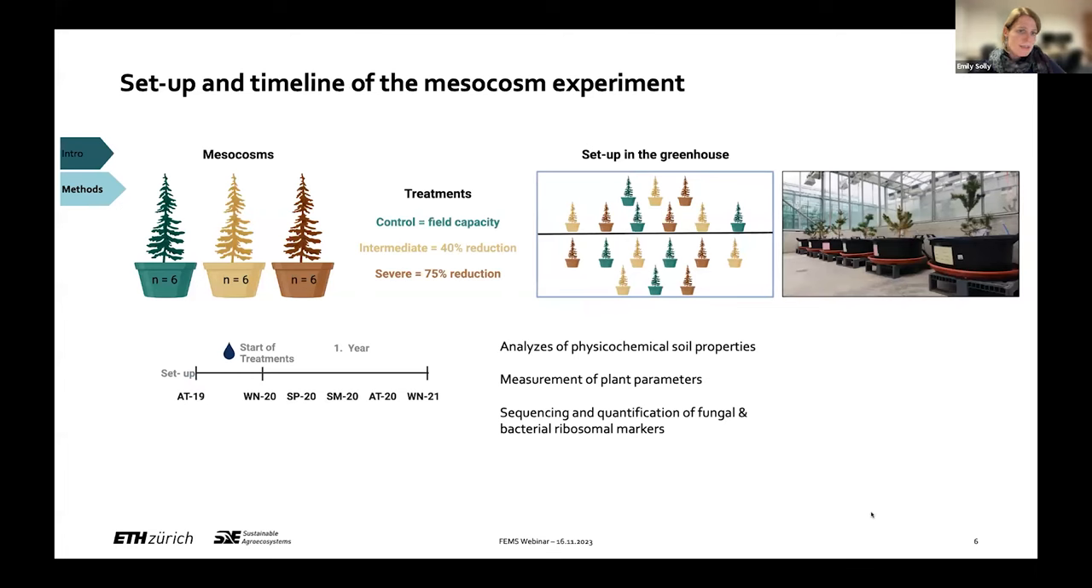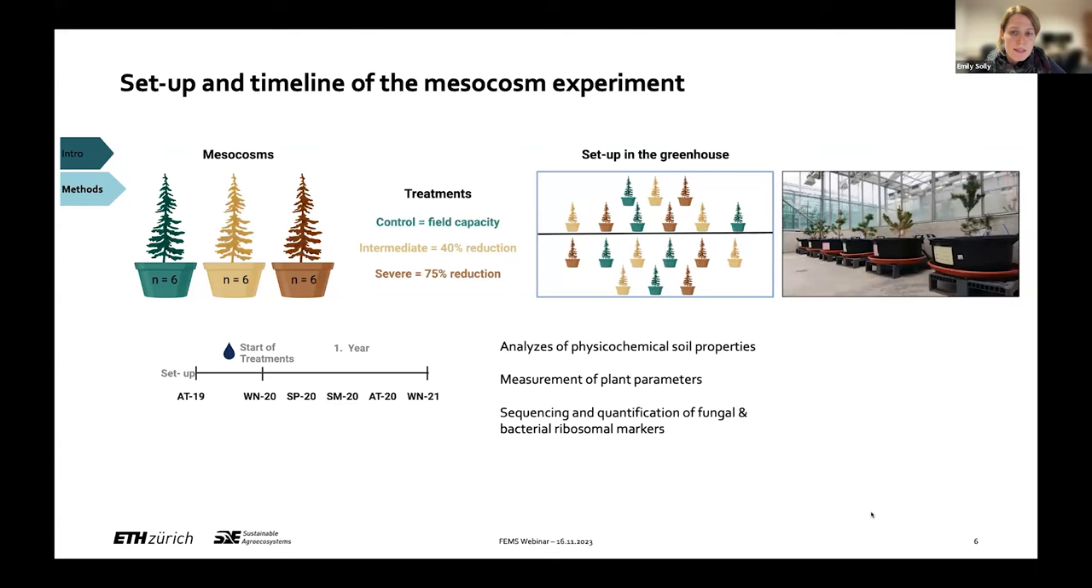So to basically tackle these hypotheses, we set up a mesocosm experiment in the greenhouses of ETH Zurich in Switzerland. We set up 18 mesocosms. You can see in quite large pots, as you can see from the image here, and the soils were filled with natural forest soil from the forest that you have seen before in one of my slides, affected by drought during the last decades, and also the tree saplings that we planted here had an age of 3 years at the time of the start of the experiment.